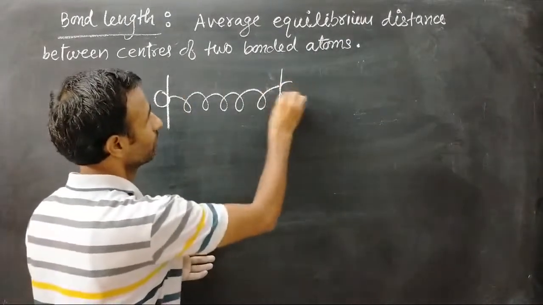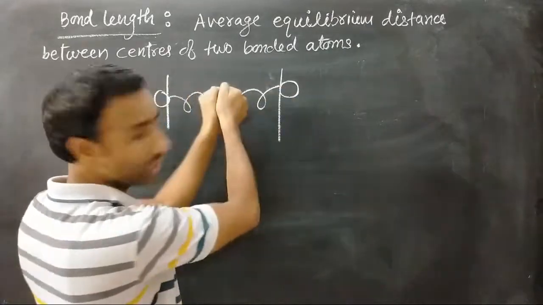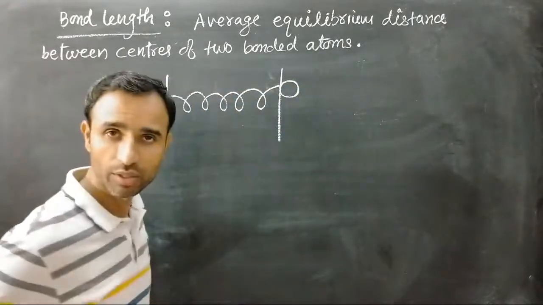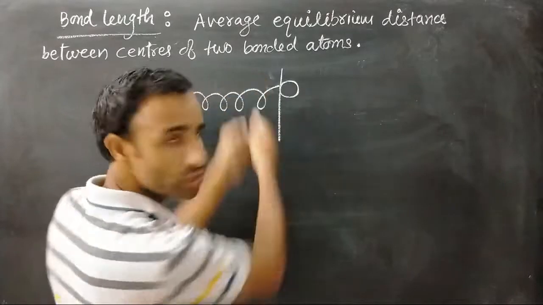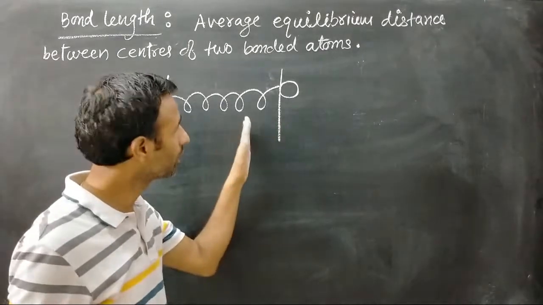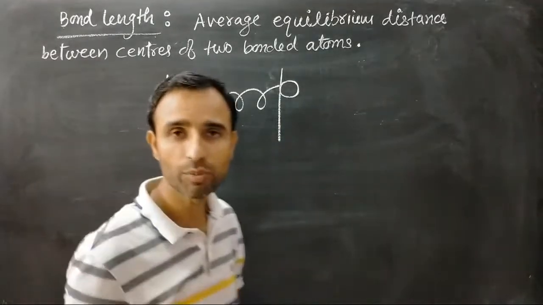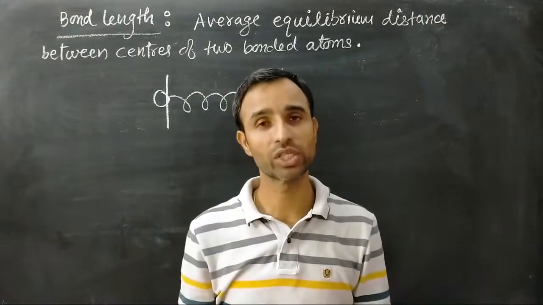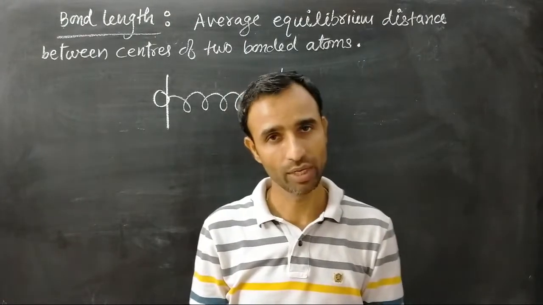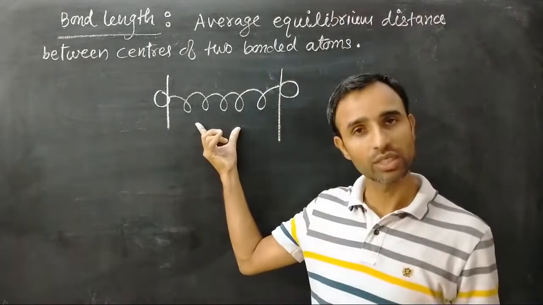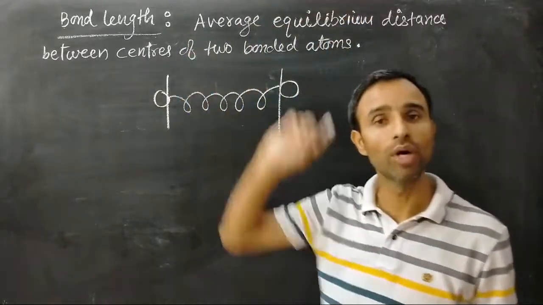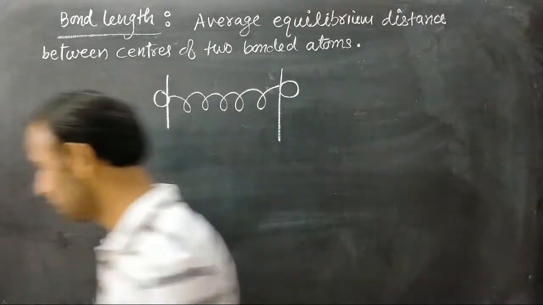these are the two atoms. When we compress it, the spring goes out because there is a repulsion, and if we stretch it, it comes closer. So this is called equilibrium distance. Equilibrium means when potential energy is minimum. In a spring, if we stretch it, there is an increase in potential energy. If we compress it, again there is an increase in potential energy. Okay? So this distance between the two atoms is called the average equilibrium distance between centers of two bonded atoms. That is called bond length.